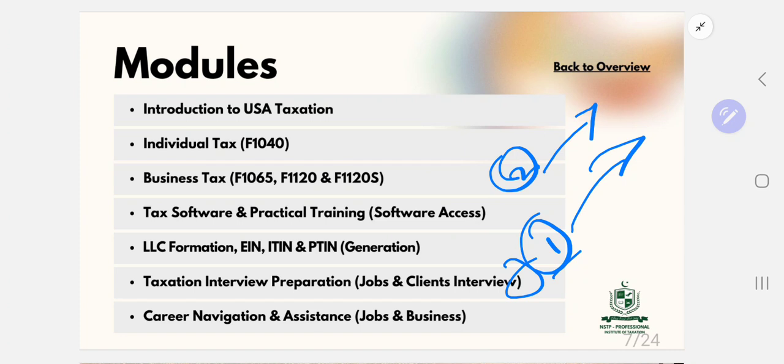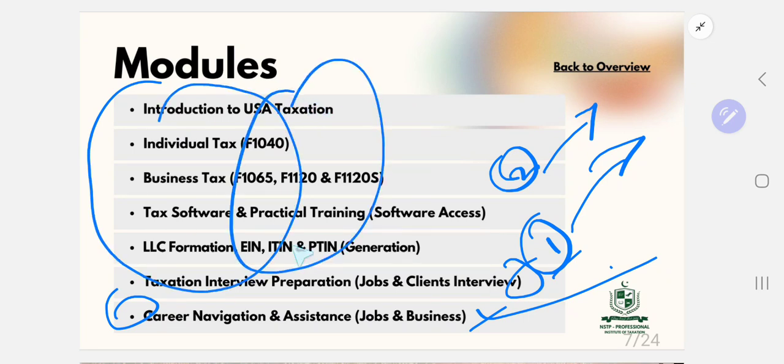Now at the end, I think the most important module is career navigation and assistance. This is the most important module in this course because after learning all these modules, all this practical and theory knowledge, you are now ready to enter the market.